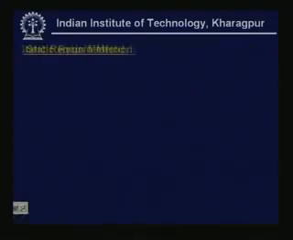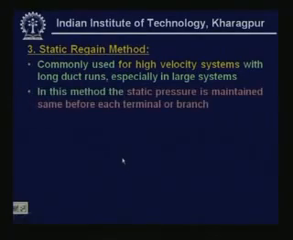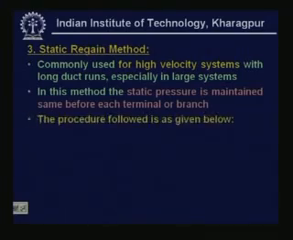Next, let us look at the third method, that is static regain method. This method is commonly used for high velocity systems with long duct runs, especially in large systems, that means large capacity systems. We normally use static regain method, because you will find that this method is more efficient compared to velocity method and equal friction method. In this method, the static pressure is maintained same before each terminal or branch, that is why the name is static regain method, and the procedure followed is as given below.